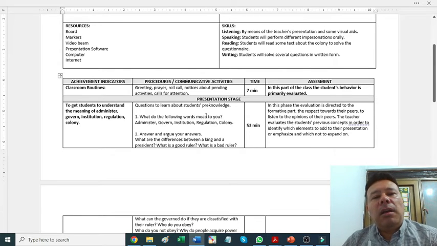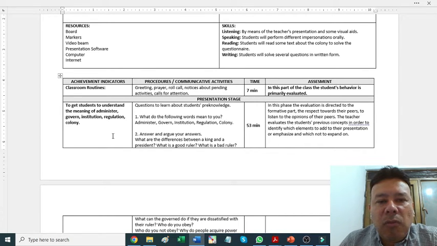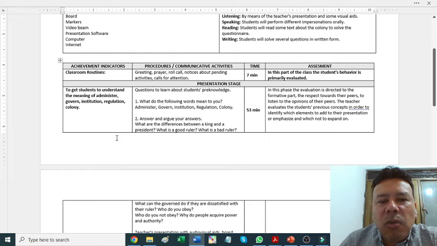Presentation stage: to get the students to understand the meaning of administer, govern, institution, regulation, colony. Question: to learn about the students' knowledge. What do the following words mean to you? Administer, govern, institution, regulation, colony. And second, answer and argue: what are the differences between a king and a president? What is a good ruler? What is a bad ruler?